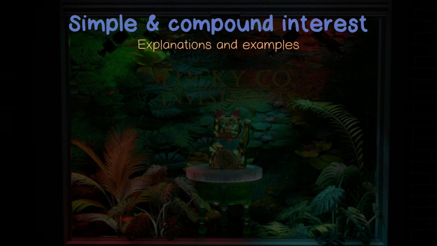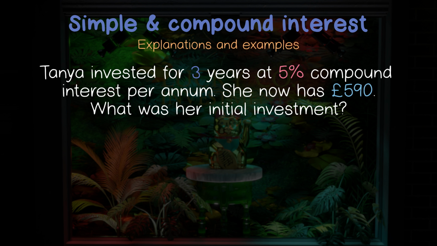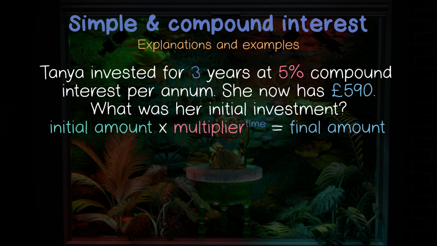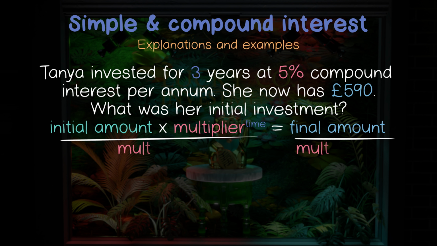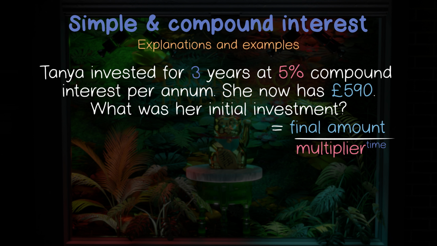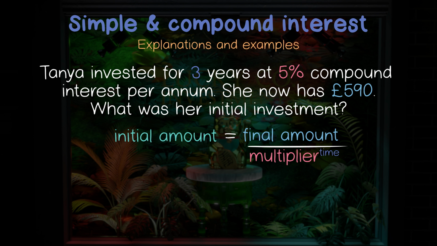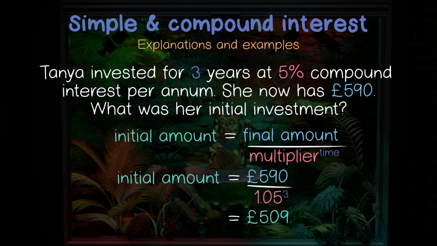You might instead be given problems where you have the final value from an investment and are told to find out what was originally invested. So to do this, we rearrange our formula to solve for our initial value instead of our final value. So we divide both sides of our equation by multiplier to the power of time, removing it from the left side and swapping it to the right, leaving our initial value alone. Now we simply input our known values and solve to find our initial investment.